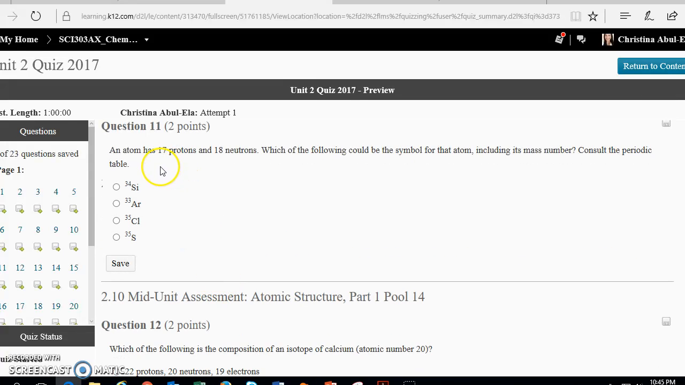Question 11. An atom has 17 protons and 18 neutrons. Which of the following could be the symbol for that atom including its mass number. Consult the periodic table. Is it silicon 34, argon 33, chlorine 35, or sulfur 35?